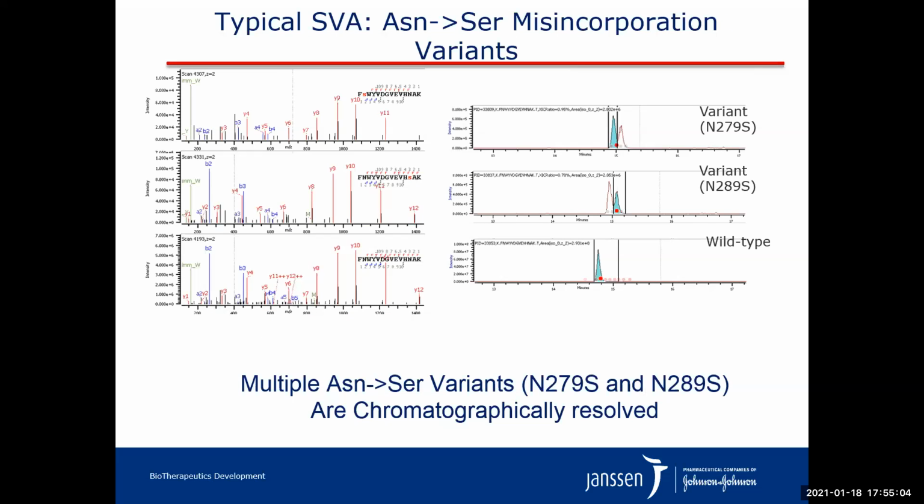A typical SVA analysis includes accurate mass assignments of fragments in a spectrum to a mass difference between a wild type and variant peptide sequence, among other criteria. In this example, commonly observed asparagine to serine variants at multiple positions on a peptide are confidently assigned, and the LC peaks are resolvable to quantify each positional variant of this particular asparagine to serine substitution. This is a typical example of how we would assign a misincorporation.